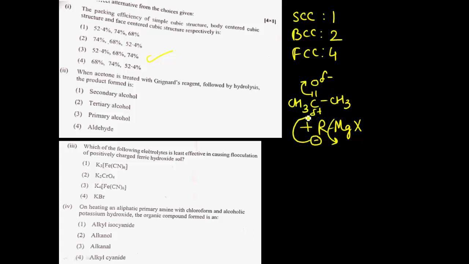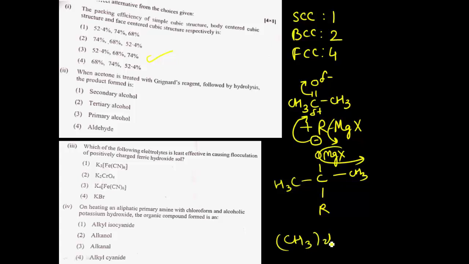The carbon develops a positive charge. This alkyl group attacks the carbon. And we get something like this in the first step. Okay, cool. And after hydrolysis, this group leaves and we get an H over here. So the final product is something like this. This is very clearly a tertiary alcohol. So option B is the right answer.